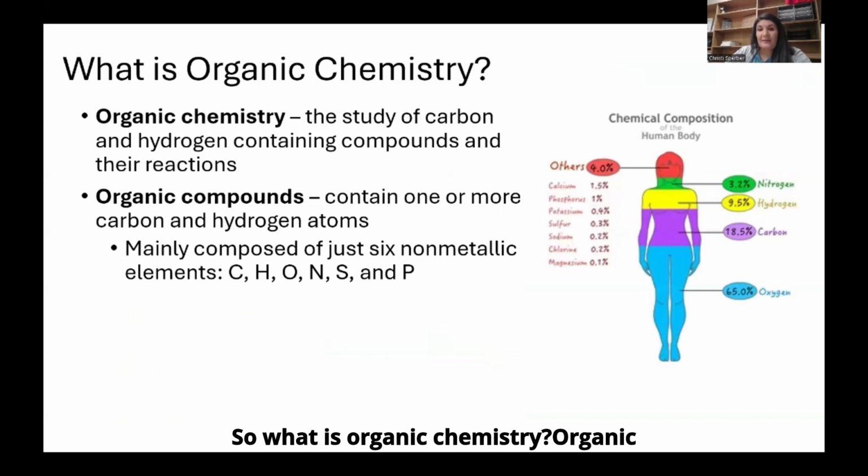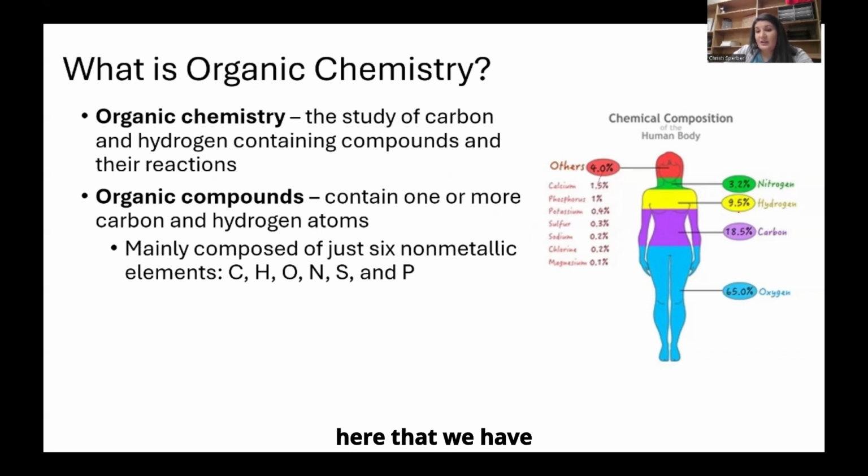So what is organic chemistry? Organic chemistry is the study of carbon and hydrogen containing compounds and their reactions. Organic compounds contain one or more carbon and hydrogen atoms, and they're mainly composed of just six non-metallic elements: carbon, hydrogen, oxygen, nitrogen, sulfur, and phosphorus. Our body is mostly composed of organic compounds.